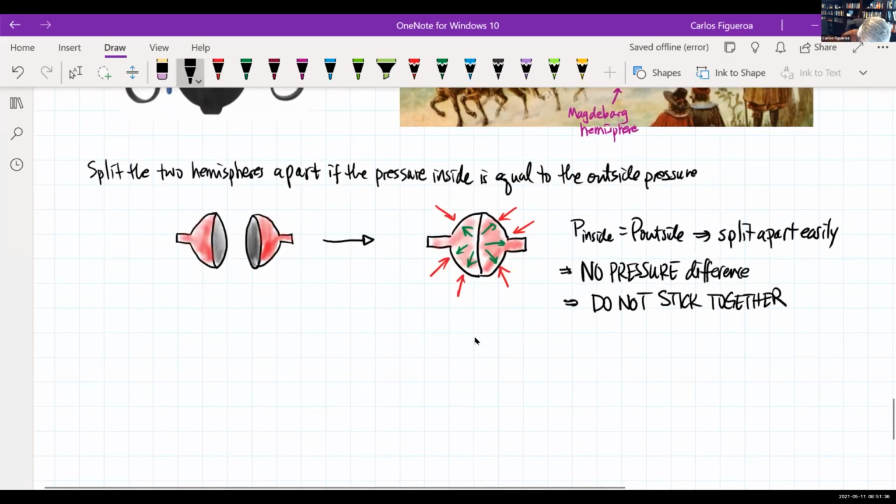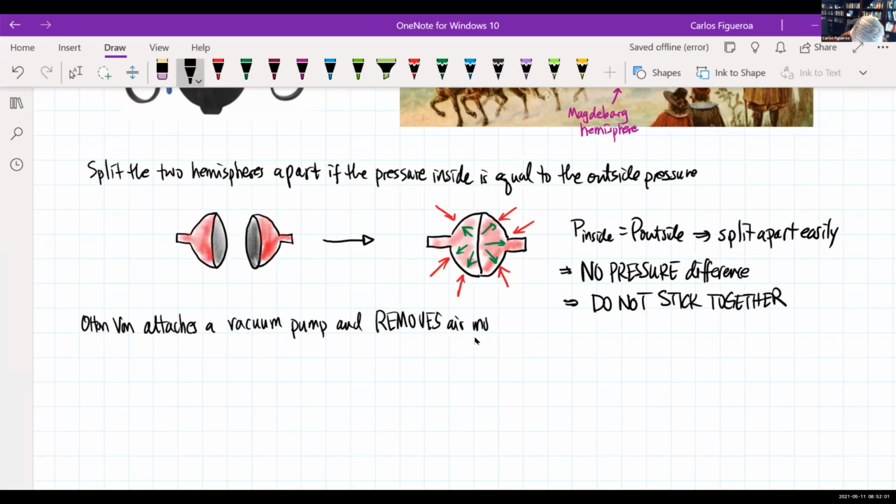So Otto von Guericke attaches a vacuum pump, and what does he do? He removes air molecules. He removes the air molecules. So you could imagine I have my hemispheres now. Okay, let's see what the picture looks like now.